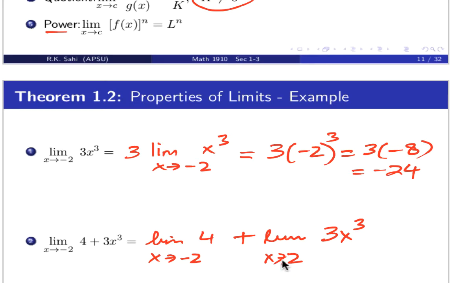Now clearly this right hand side, as x approaches minus 2, has been done on the top, so we know that's negative 24, and the limit of 4 as x approaches minus 2. Remember this 4, guys, it's basically the basic limits we talked about, the limit of a constant function, which is simply the constant itself, 4, and the limit of 3x cubed as x approaches minus 2, which we did on the top, is negative 24. The final answer, negative 20.